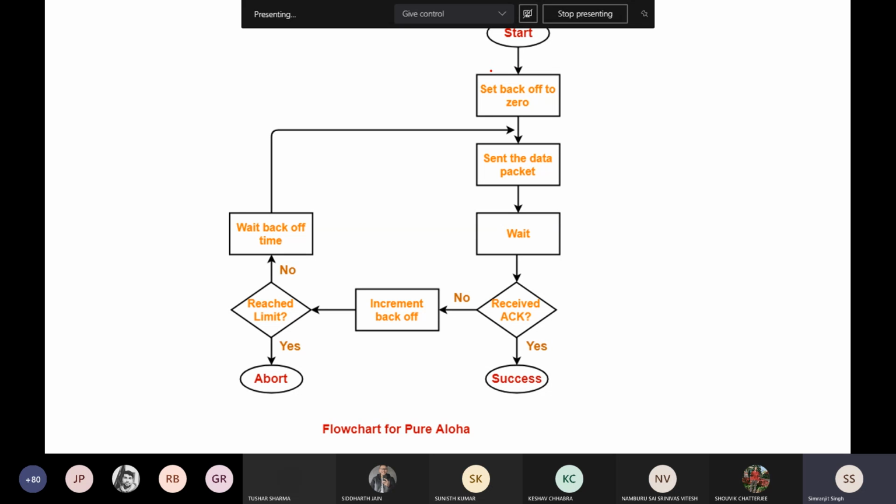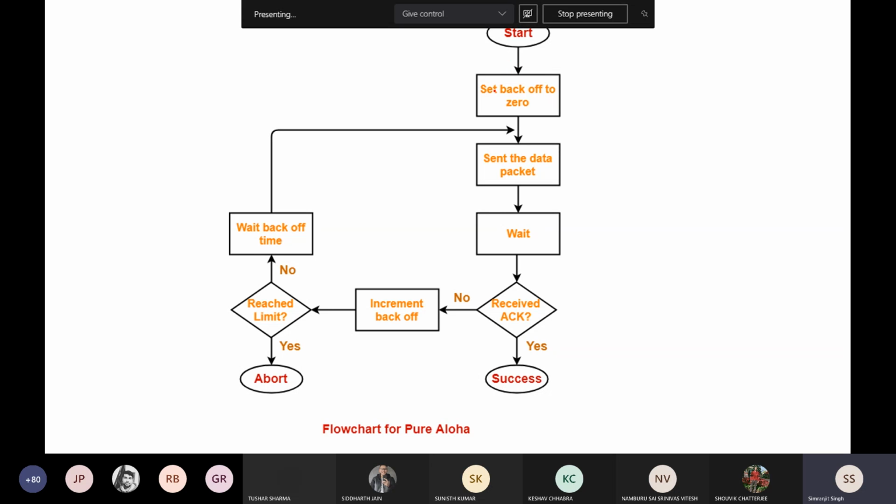So again, it is somewhat similar to the back off algorithm. There is a little bit of change in that. So there is a timer set. If the maximum limit for retransmission is reached, then it will not send the packet. So that is also there. So you see the flow chart here.